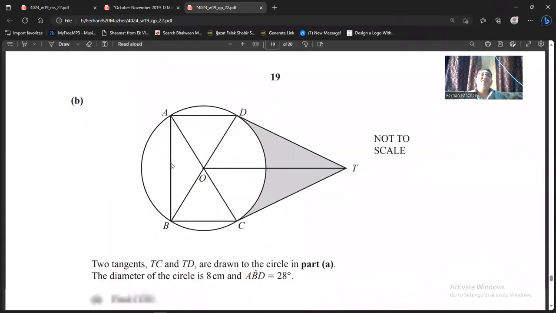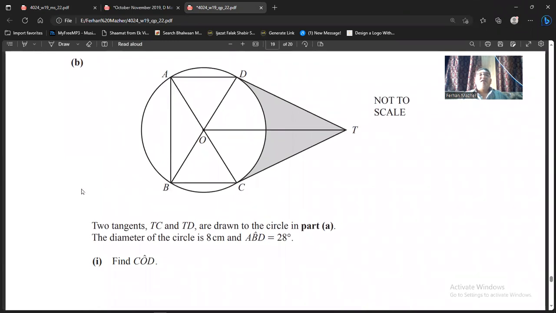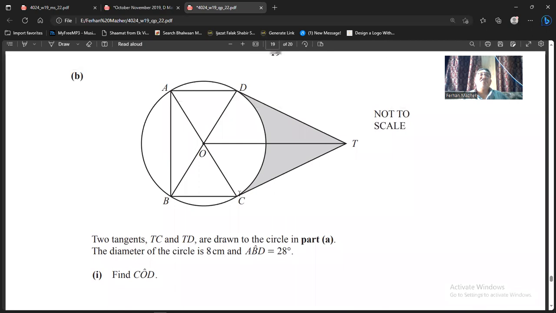And then he says, okay. The question number 10 is B part. He says two tangents TC, TD are drawn to the circle in the part A. The diameter of the circle is 8 centimeters and the ABD is 28. ABD, they are talking about this angle, that is 28. Find the COD. COD, they want me to find out this angle, COD. Okay, so very simple.